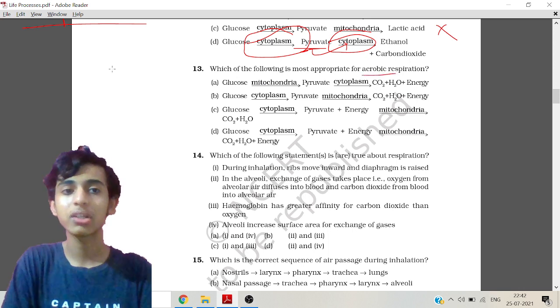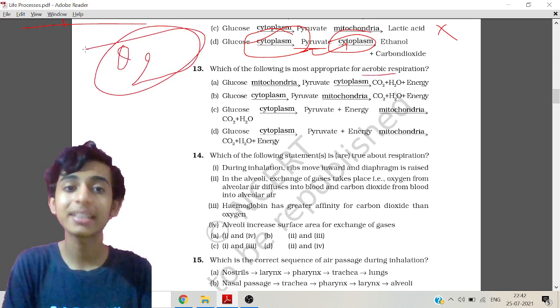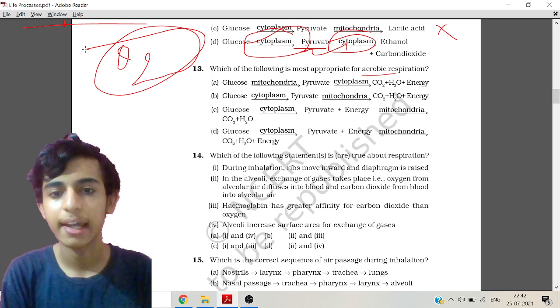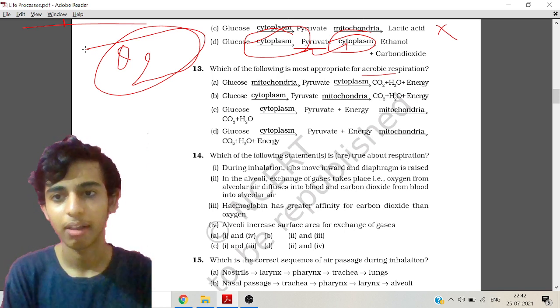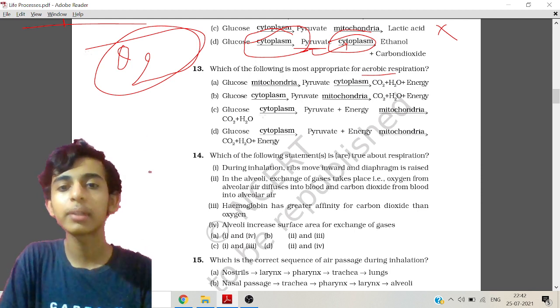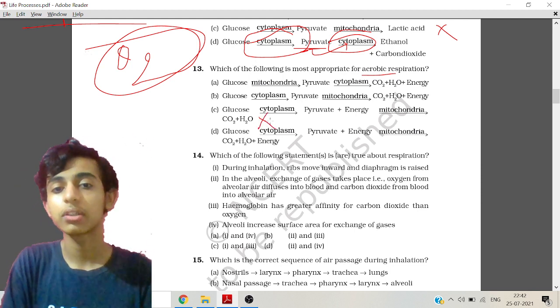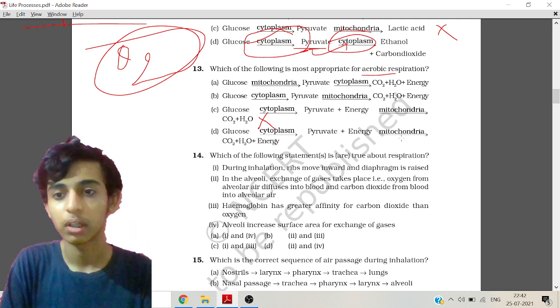Okay. Question 13 says, which of the following is most appropriate for aerobic respiration? Now in aerobic respiration, oxygen is present. What do you think? All the options are there in front of you. See, C will be totally eliminated because energy is going to be formed. So in this, energy is not written, which is wrong. Right?